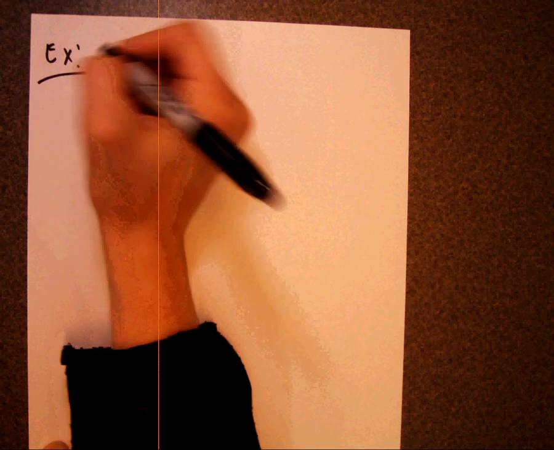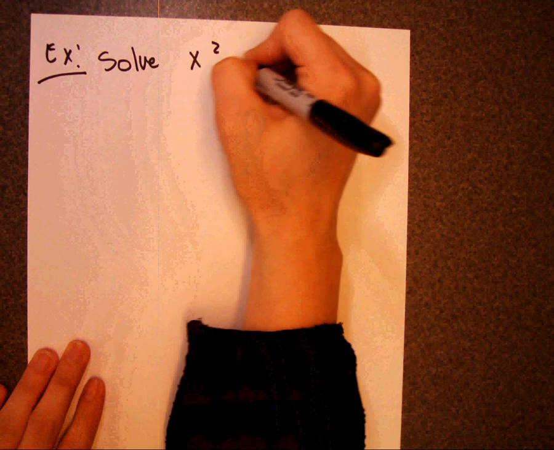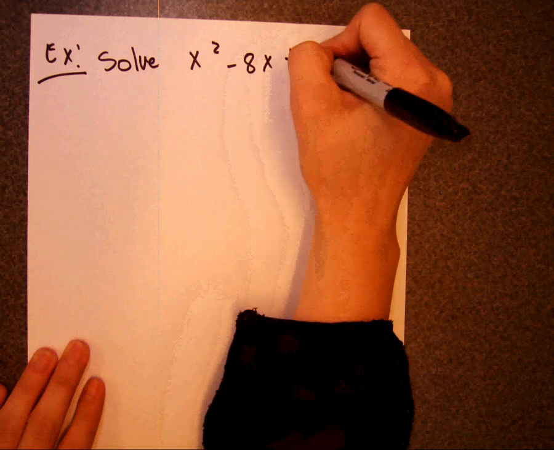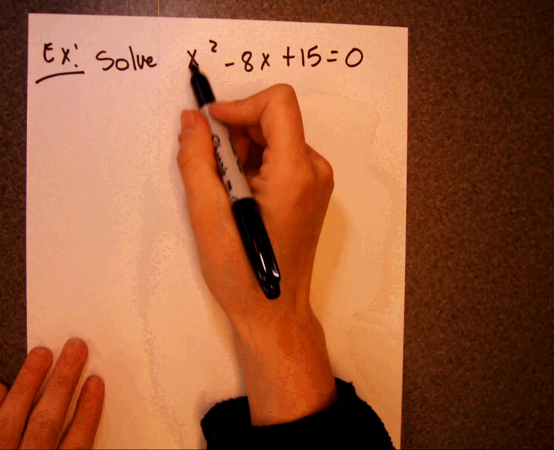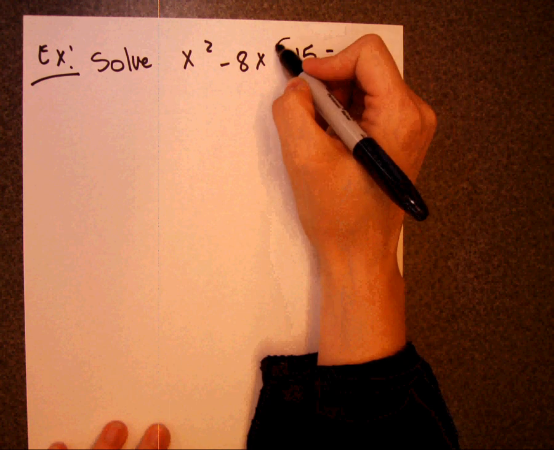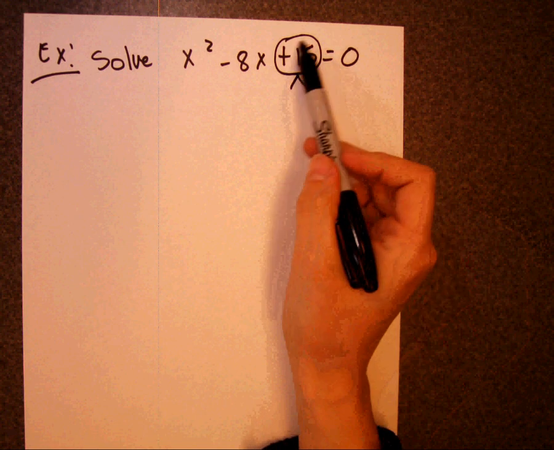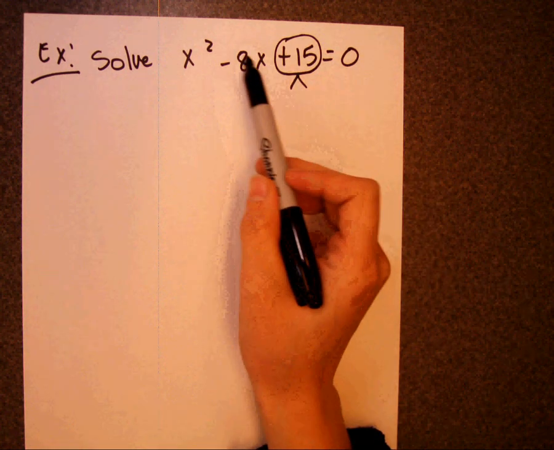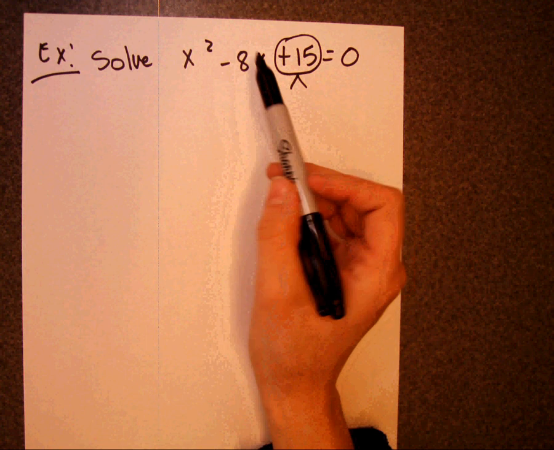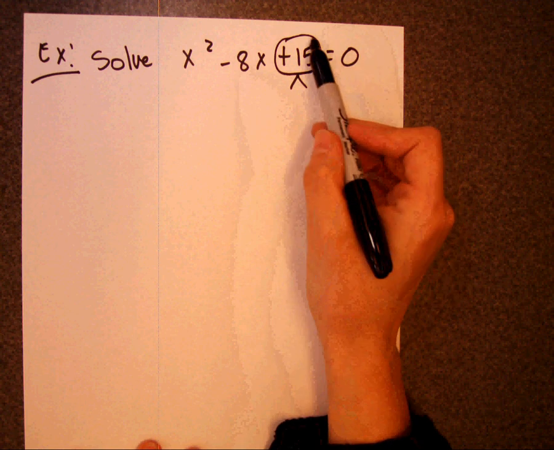So let's look at another example. Say I want to solve x squared minus 8x plus 15 equals 0. Again, the number in front of x squared is just 1, so I'm just concerned with this last number, and I want to know what are the factors that multiply together to give me positive 15. When I add them together, I get negative 8. So if I'm going to add numbers together and get negative, I know that I have to have negative numbers.